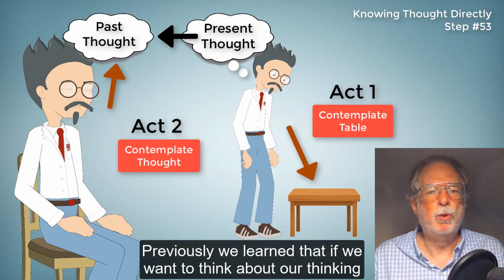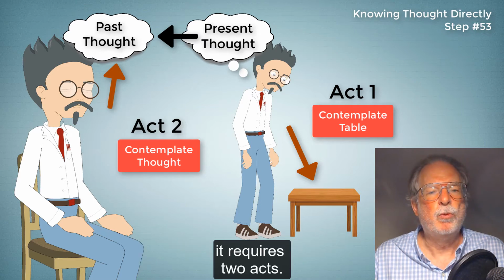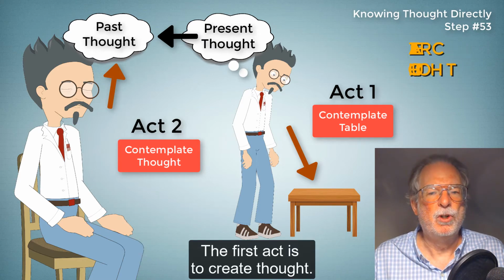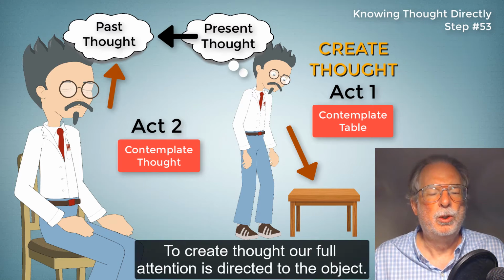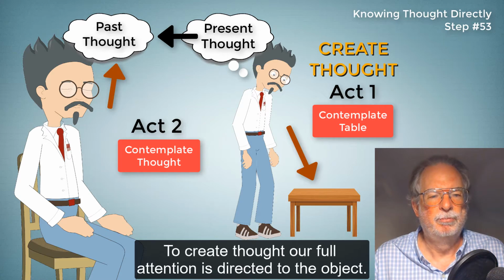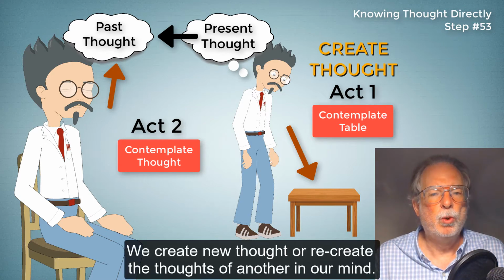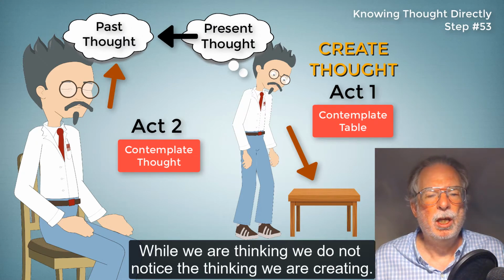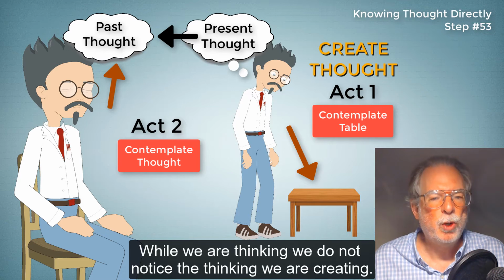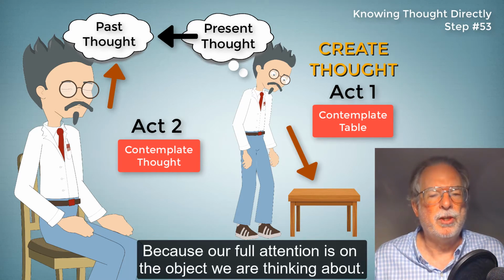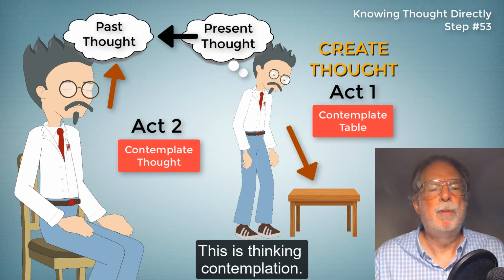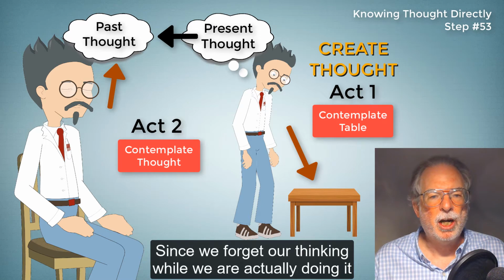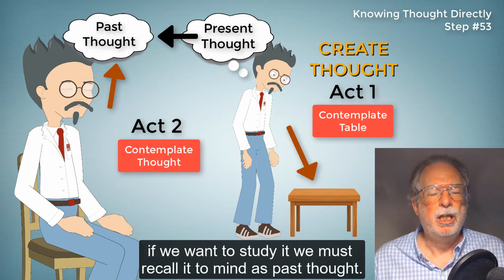Previously, we learned that if we want to think about our thinking, it requires two acts. The first act is to create thought. To create thought, our full attention is directed to the object. We create new thought or recreate the thoughts of another in our mind. While we are thinking, we do not notice the thinking we are creating because our full attention is on the object we are thinking about. This is thinking contemplation.